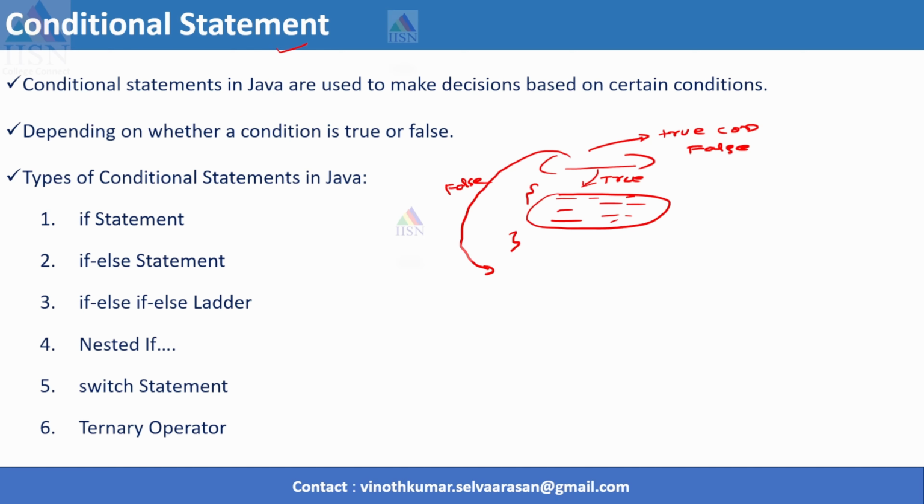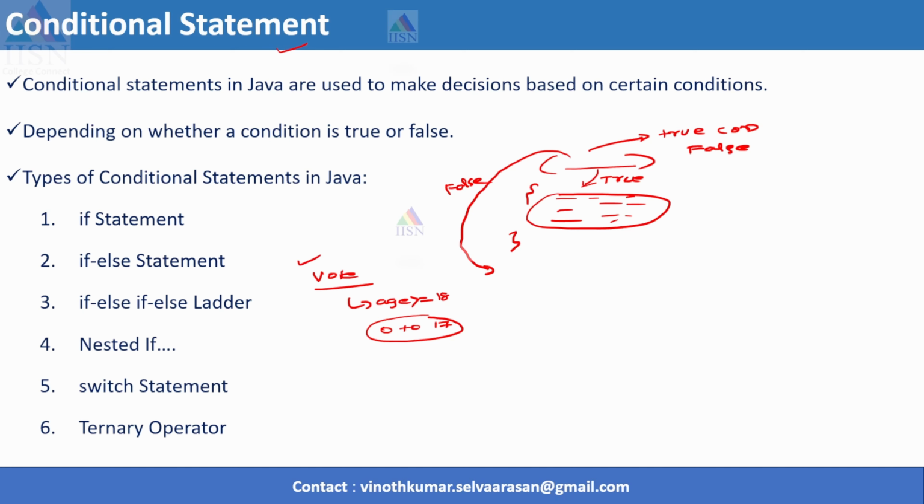For example, in real-time applications there are some criteria. During voting, people who are aged 18 and above are eligible to vote. Only these people can vote. The people who are younger than 18, that is 0 to 17, are not eligible to vote. So this is the condition here. Hope you understand this.